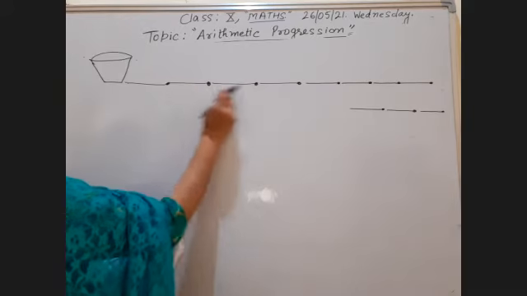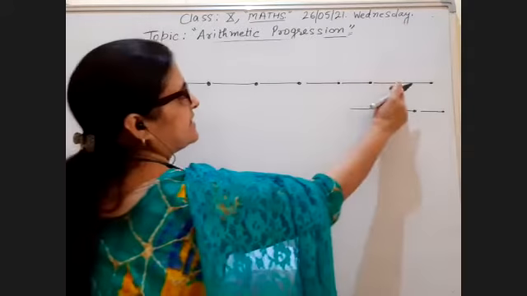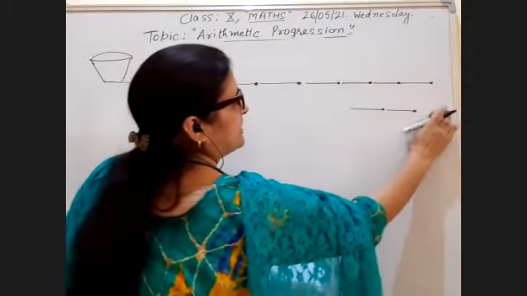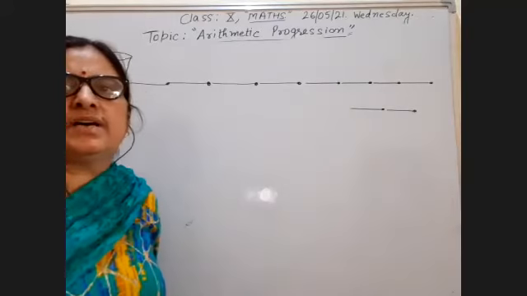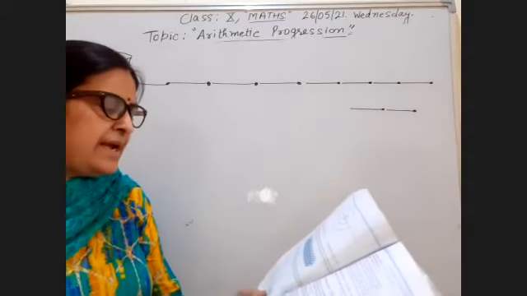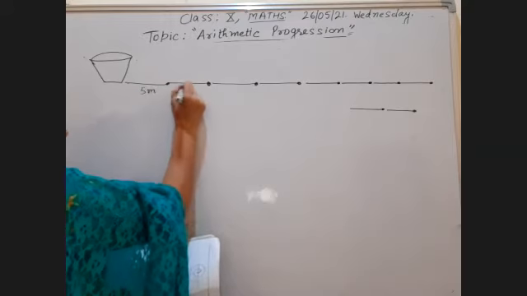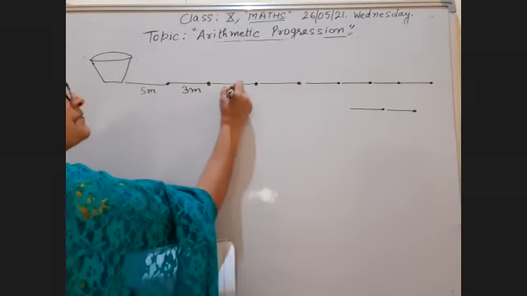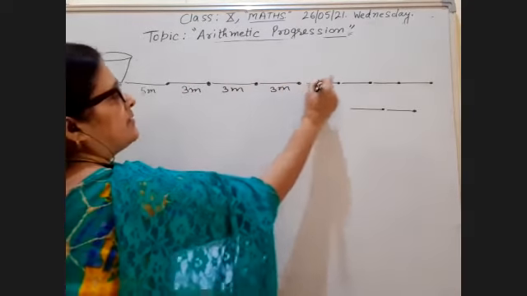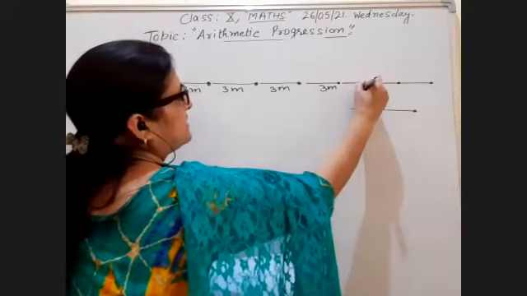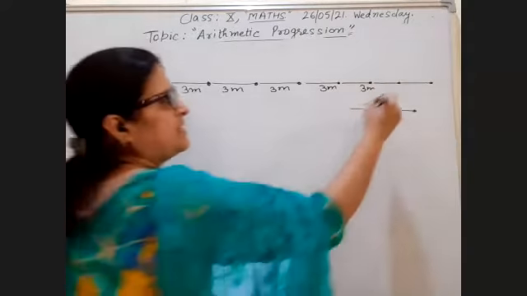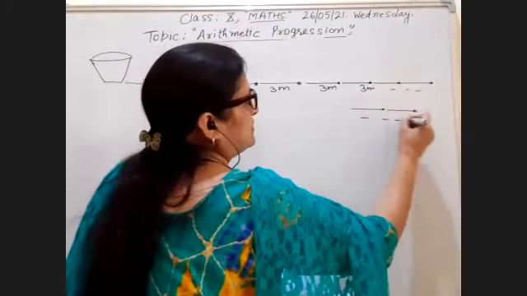Okay, 1, 2, 3, 4, 5, 6, 7, 8, 9, 10. Okay, these 10 potatoes are there. First distance is 5 meter and the other distance is 3 meter. बाकी सारा डिस्टेंस जो है 3 मीटर का है. ठीक है, ये मैं डैश डैश लगा देती हूँ.